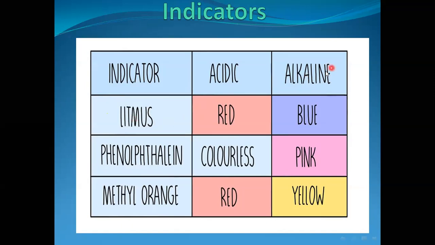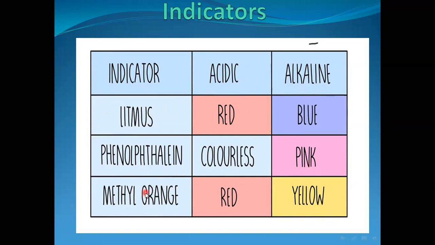The color of litmus paper with alkaline solution, with alkali, will be blue. Phenolphthalein, actually this is a solution. If you add drops of phenolphthalein into acidic solution, the color will be colorless. There is no specific color. Nothing will happen. But if you add small drops of phenolphthalein into alkaline solution, the color will be pink. So again, litmus paper with acidic solution will be red, while alkaline solution will be blue. Phenolphthalein with acidic solution will be colorless, while alkaline solution will be pink.